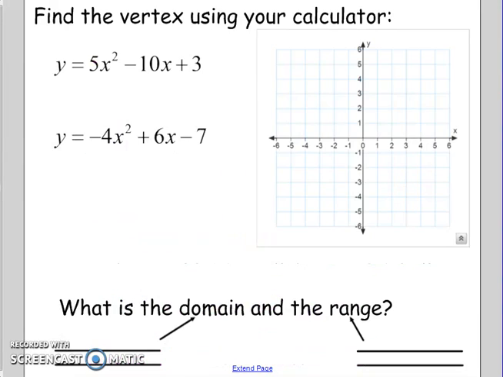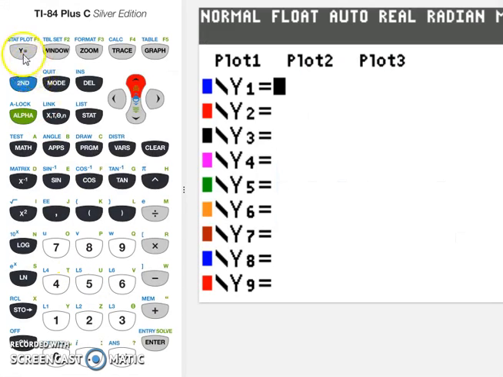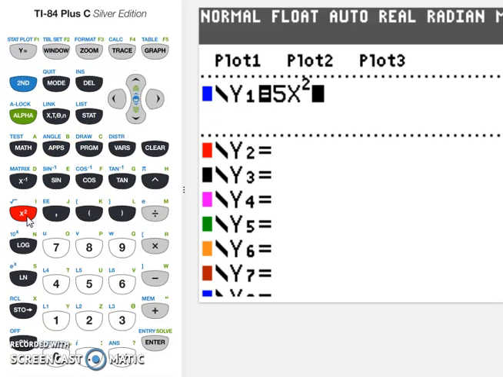So first let's look at what our examples are. Okay, so find the vertex using your calculator. So let's look at the first one. So what I'm going to do first is I'm going to go to my calculator and I'm going to plug in 5x squared minus 10x plus 3 into the y equals. Okay, so first thing I'm going to do, I go to my y equals, and then I hit 5x squared minus 10x plus 3. And then I'm going to hit graph.